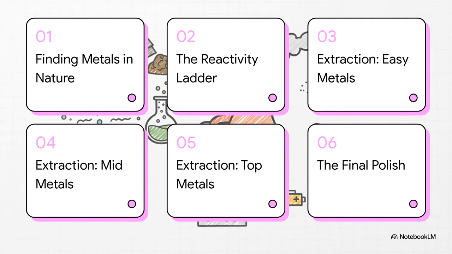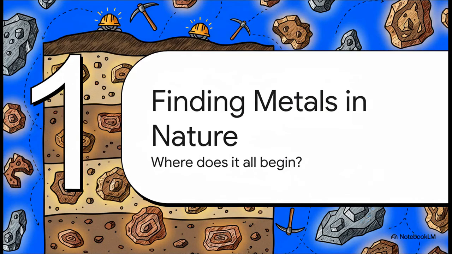Okay, so here's our plan for today. We'll start by seeing where metals are found in nature. Then we'll look at something called the reactivity ladder, which is our guide. After that, we'll go step by step through how we extract the easy, the middle, and the toughest metals. And finally, we will see how to give them a final polish to make them pure. Ready? Let's begin. So our story has to start at the very beginning, right?